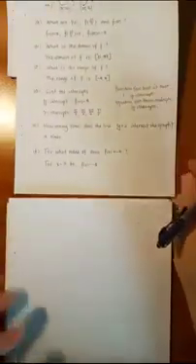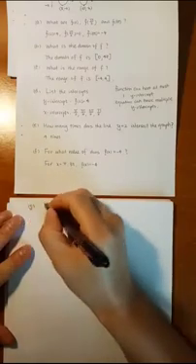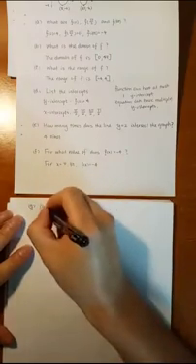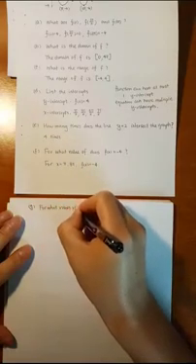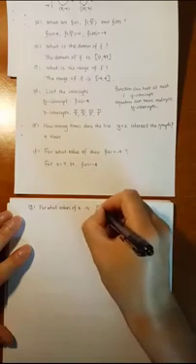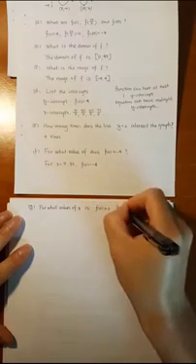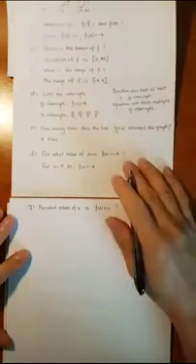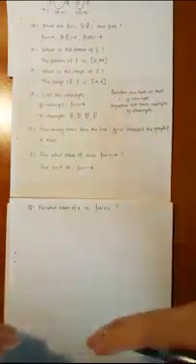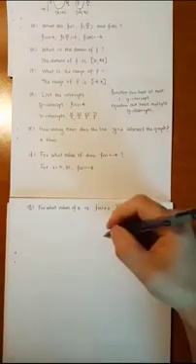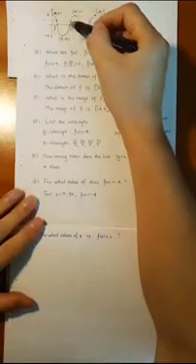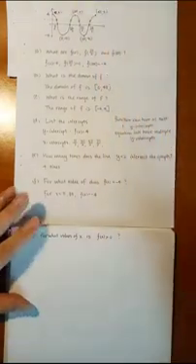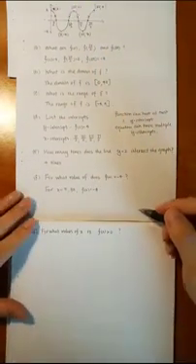The final thing, G. For what values of x is f(x) greater than 0? F(x) greater than 0 means the y value is above the x-axis, right? So you check the graph. This piece, the middle piece, and the right piece, those pieces are above the x-axis.